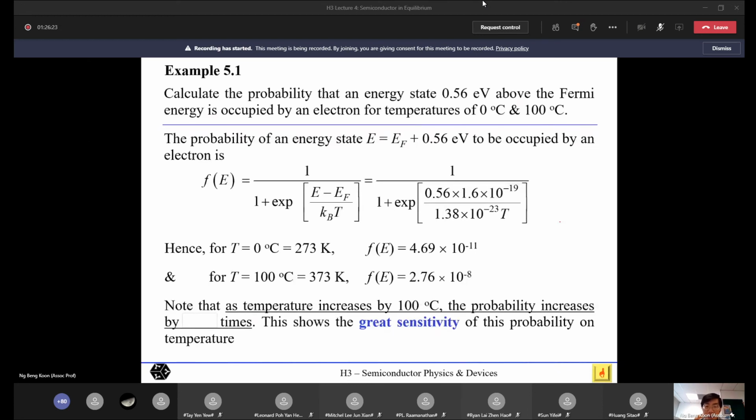So you can see that this probability of finding electrons at some state is actually very sensitive to temperature. In this case, it's closer to 600. When I say 3 orders of magnitude, I'm just estimating. In reality, it's about 600. But anyway, the key point here is that this probability is very sensitive to temperature, because there's a temperature term in your equation.